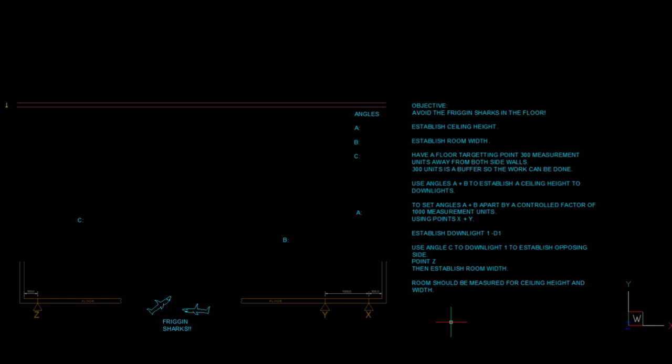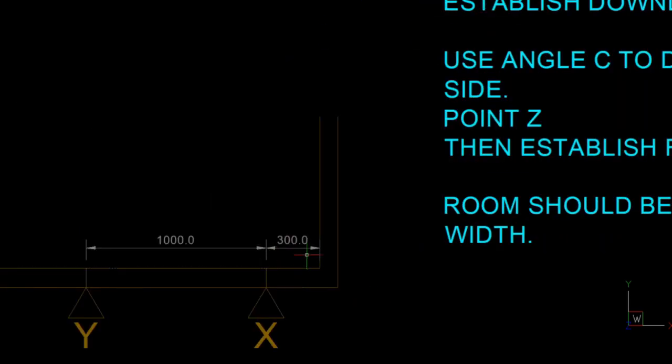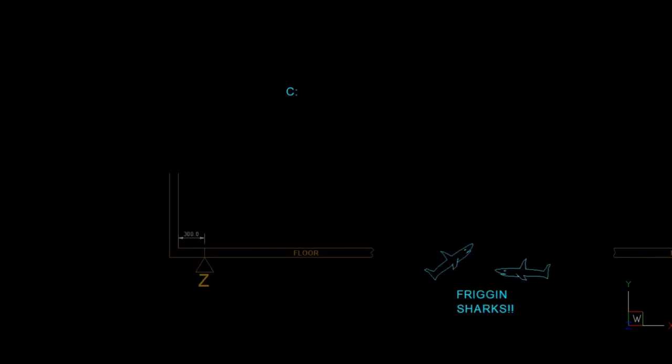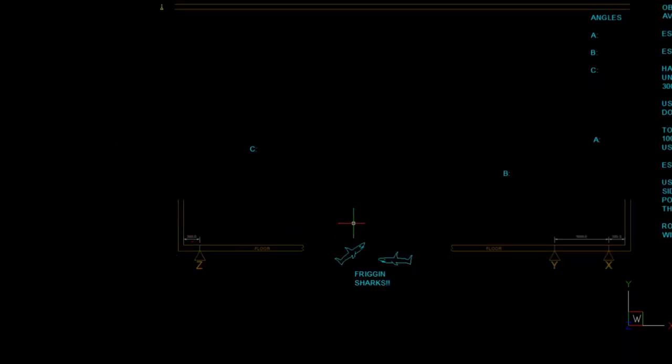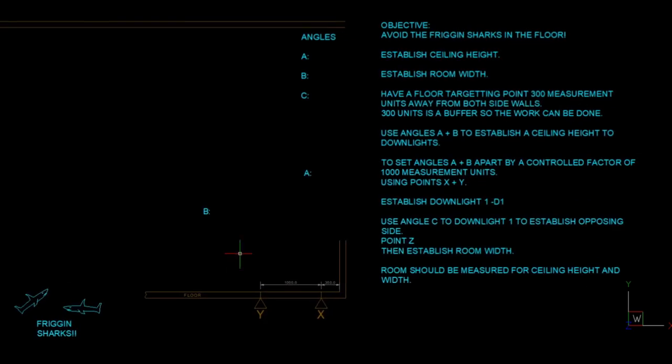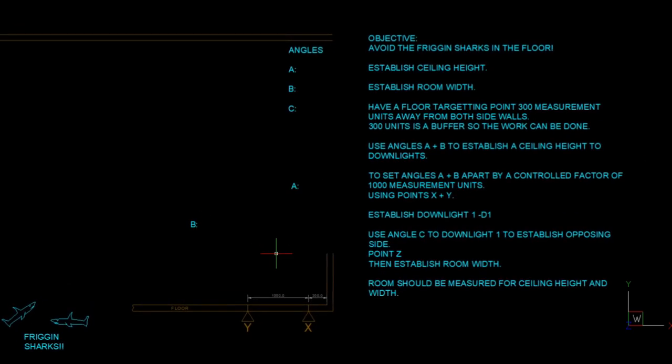Now, have floor targeting point 300 measurement units away from both side walls. So when you look at this, I'm just going to start at 300 per side, because if realistically you were using some sort of angular device, you wouldn't stick it right in the corner of the wall. You would just say, okay, I'm 1 foot away, or I'm 300 millimeters away from the wall. I'm going to start from this point. I'm going to triangulate it from there.